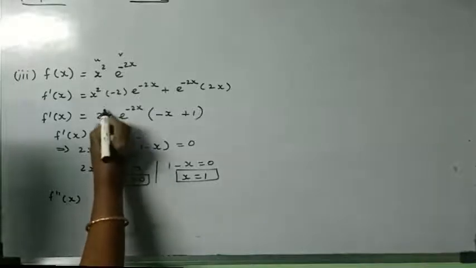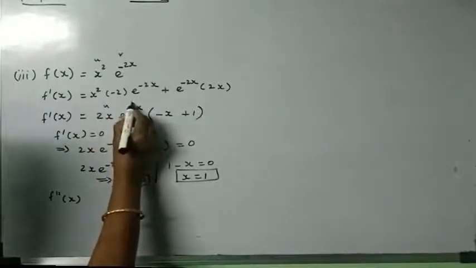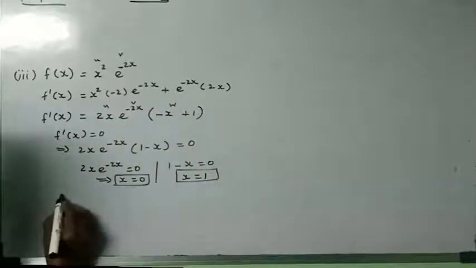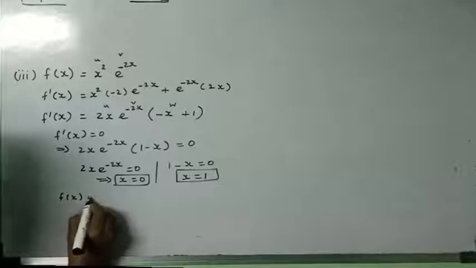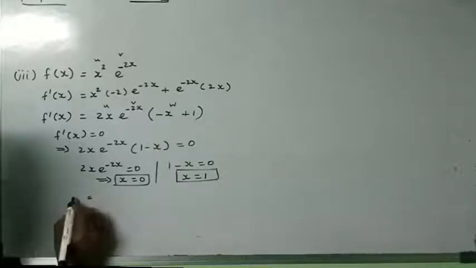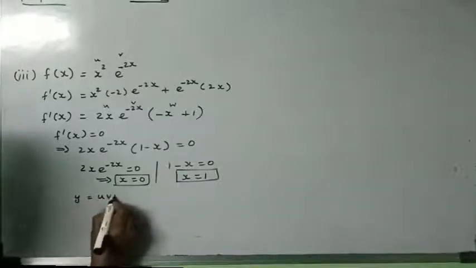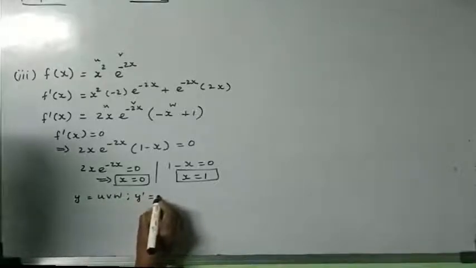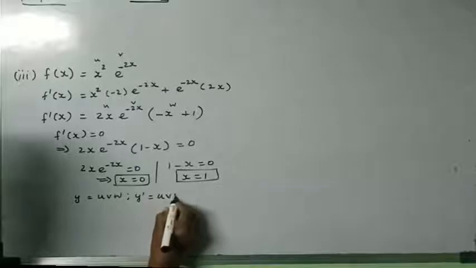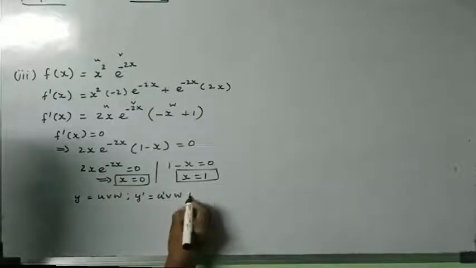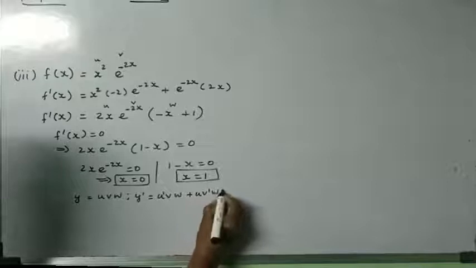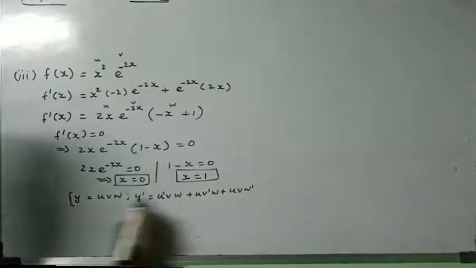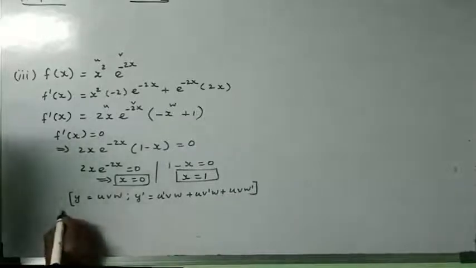For that you take this as u, v, w. Now at first I want to write f of x is equal to, that is y. Y is equal to u, v, w. Therefore y dash is equal to u dash v w plus u v dash w plus u v w dash is the formula. Now let us use this here.